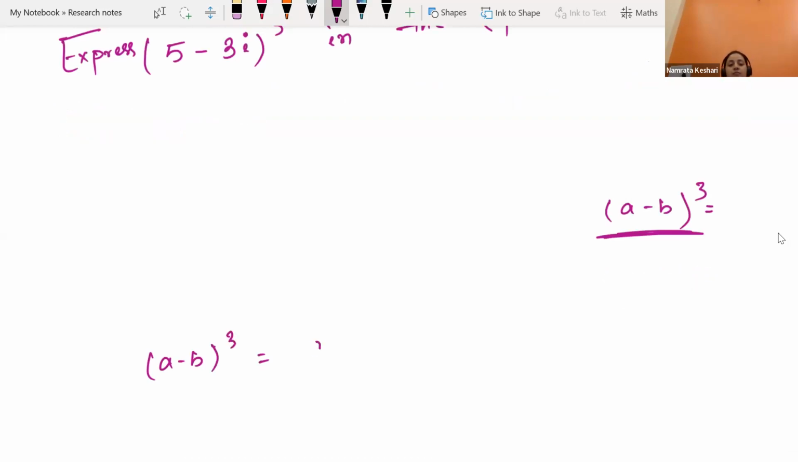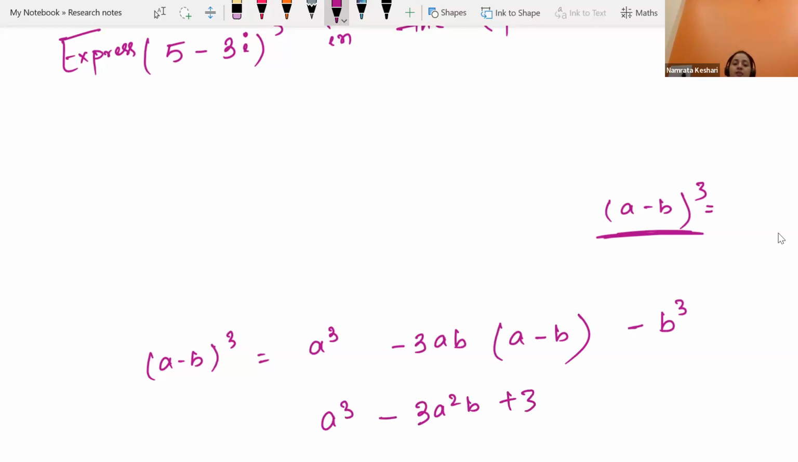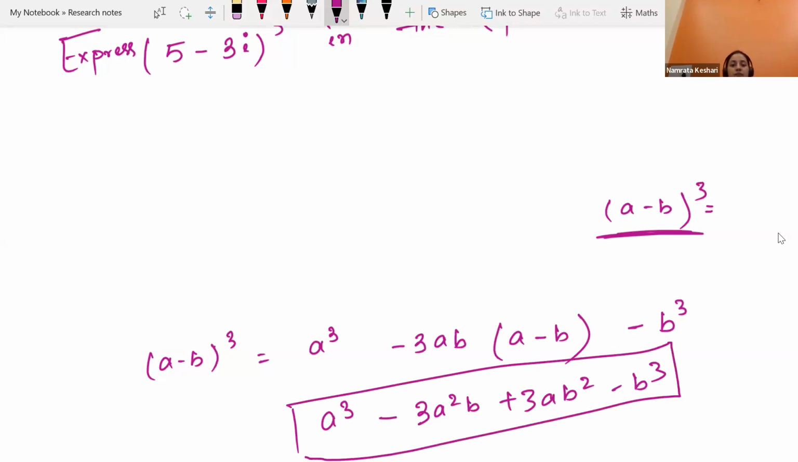a cube minus b cube minus 3ab bracket a minus b, is it so? From here you will be getting a cube minus 3a square b plus 3ab square minus b cube. So we are trying to recall this step, Alina. Yes, ma'am, this is the actual formula, which we got from the previous step. The previous step is easier to learn rather than learning which is negative and which is positive.